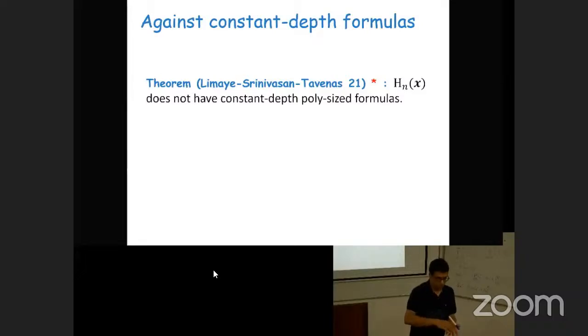Formulas essentially correspond to trees, and how many layers there are in this tree is called the depth. So if you make the number of layers, let's say 10, you can show a lower bound on the size of the formula required to compute the Hamiltonian. The size is the total number of nodes in the tree. Another way to think of it is, if you write it down as a mathematical expression, how long will that expression be? Those are equivalent.